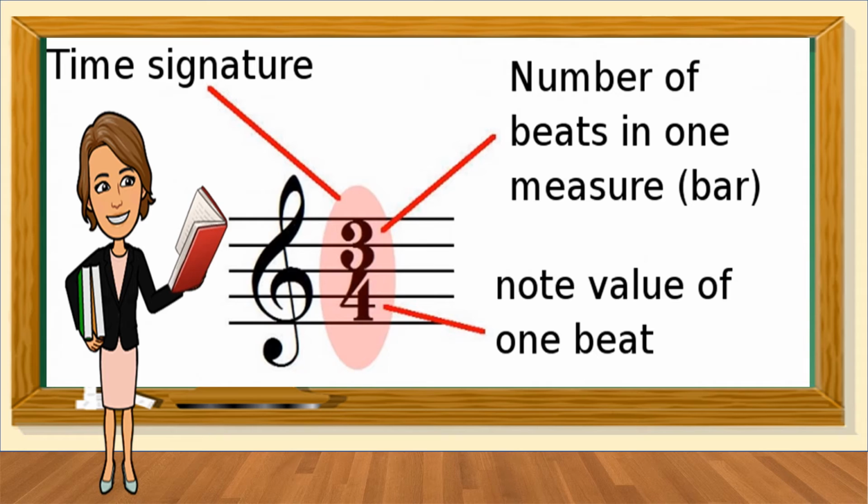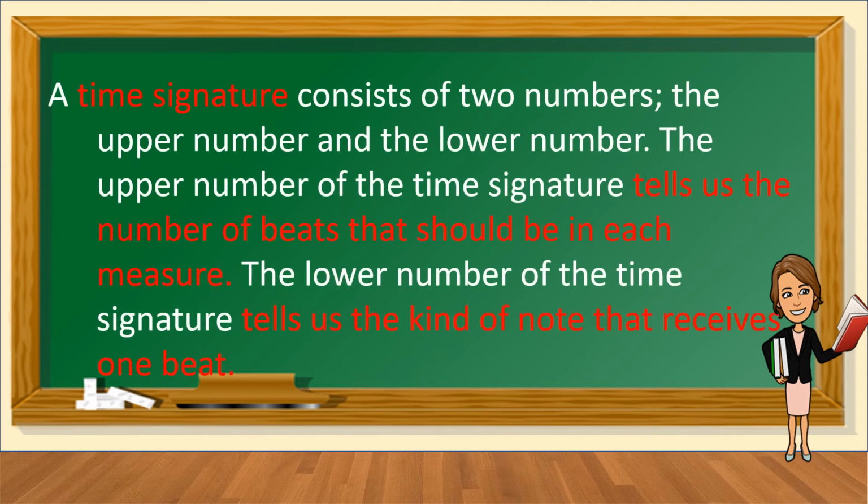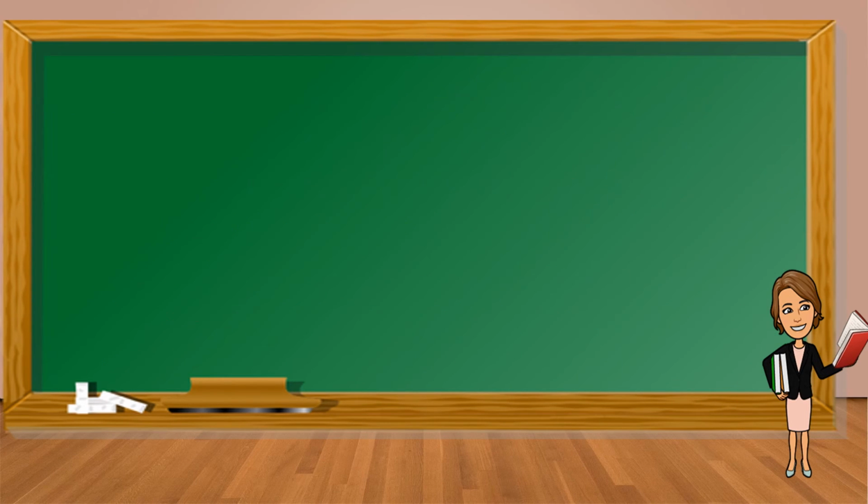Okay, so we have here time signature. The time signature is 3/4. 3 is the number of beats in one measure, and 4 is the note value of one beat. A time signature consists of two numbers, the upper number and the lower number. The upper number of the time signature tells us the number of beats that should be in each measure. The lower number of the time signature tells us the kind of note that receives one beat.